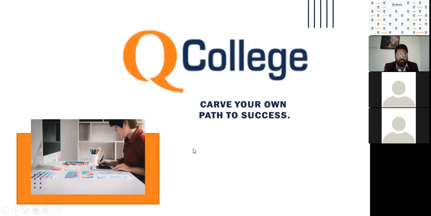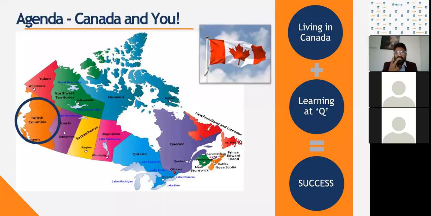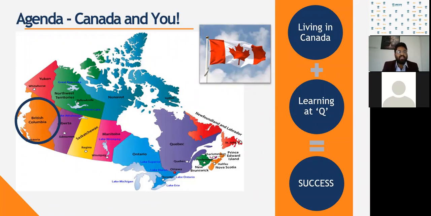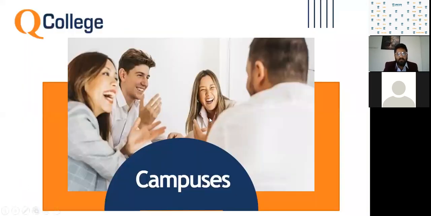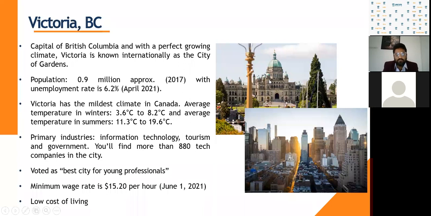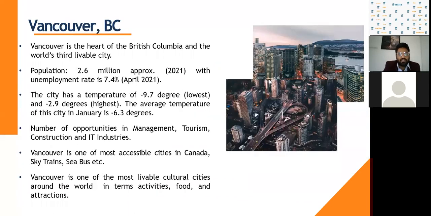Yes, perfectly. So Q College, basically, we are located in the second most sought-after province in all of the Canada region. Most students want to go to these three provinces: Ontario, Quebec, or British Columbia. We are located in British Columbia, where we have two major campuses in two major cities of British Columbia itself. The first campus is in Victoria, and the other campus is in the Vancouver region.